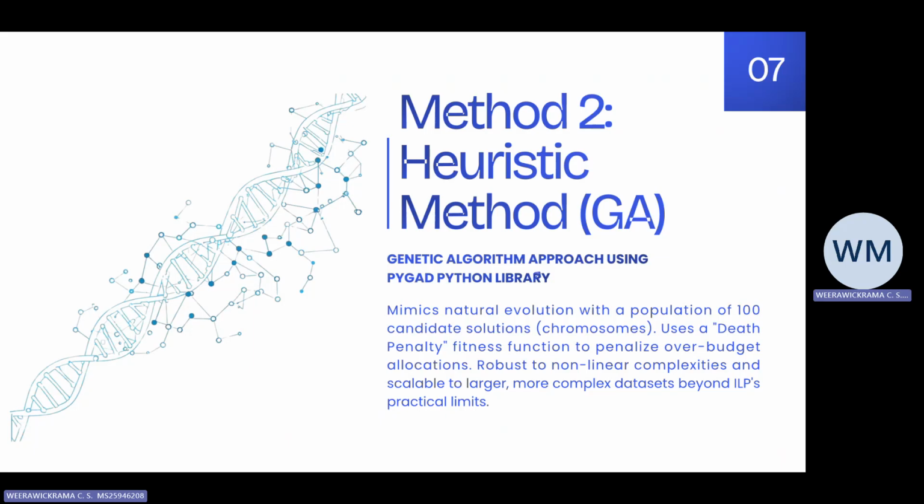This is the second method, the heuristic method. This is the genetic algorithm. We implement the heuristic method using the PyGAD library, which mimics the process of natural evolution. Why we select this is its robustness to complexity.